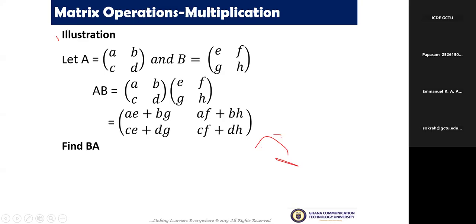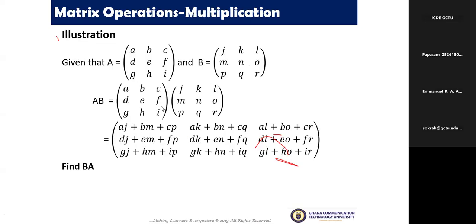If it is 3 by 3, the same thing. Okay. Now if you want to find BA, I've asked you to go and find BA. It means you are bringing the B matrix first before the A, and then you do the same multiplication. So you can go and practice that. Now this is 3 by 3, the same thing.